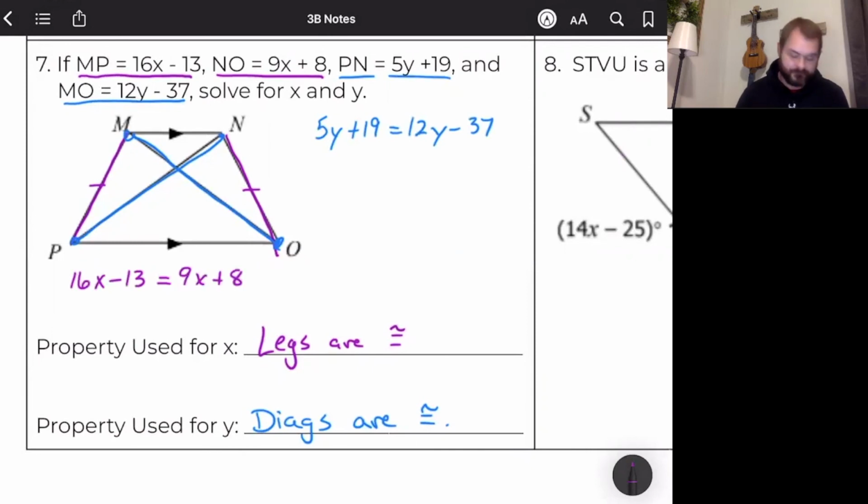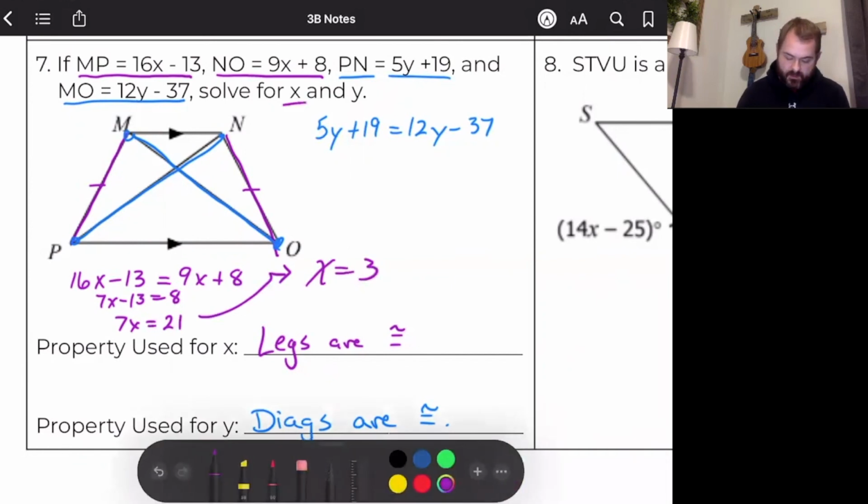Okay? And so let's just go solving these one at a time. On the x equation, we're going to subtract 9x from both sides. When I do that, I get 7x minus 13 equals 8. And then I'm going to add 13 to both sides, and I get 7x equals 21. Dividing by 7 on both sides, we get x equals 3. Okay, found x.